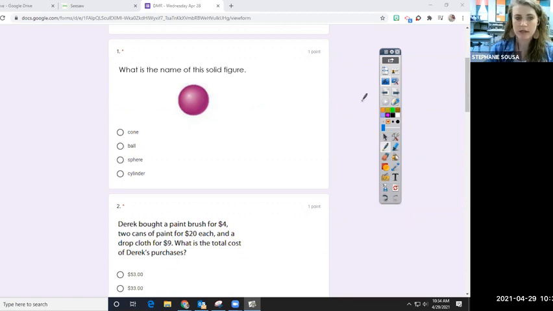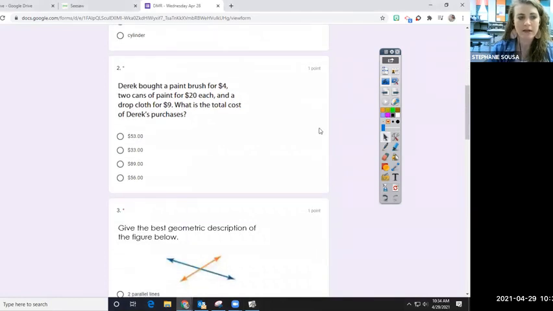Okay, let's take a look at number 2. Number 2, we are taking a look at money, money, money. Derek bought a paintbrush for $4 and 2 cans of paint for $20 each and a drop cloth for $9. Question is, what is the total cost of Derek's purchase? And Miss Bram read my mind. That's what I was getting ready to draw. Her picture is going to be a lot prettier than mine, so feel free to look at hers.